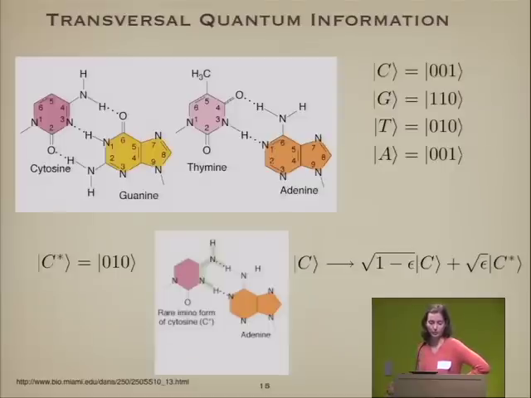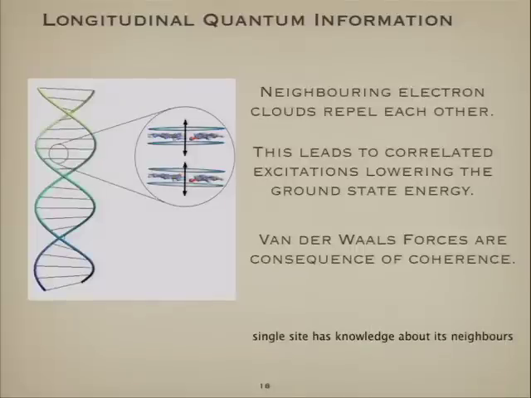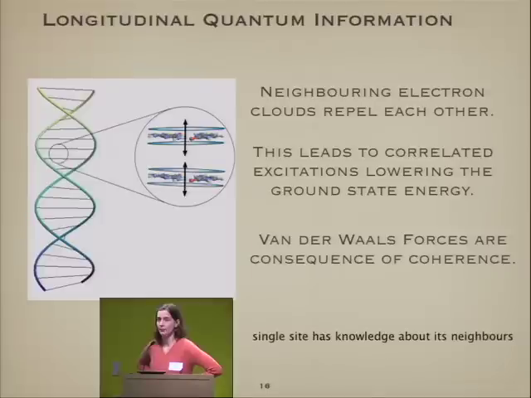So this is quantum information in the transversal direction. So let's make a little jump to the longitudinal direction. All these nucleic acids, they are more or less planar molecules being surrounded by electron clouds. These electron clouds, because you're dealing with aromatic rings, are highly delocalized. So that's why I draw them in such a sandwich notation.